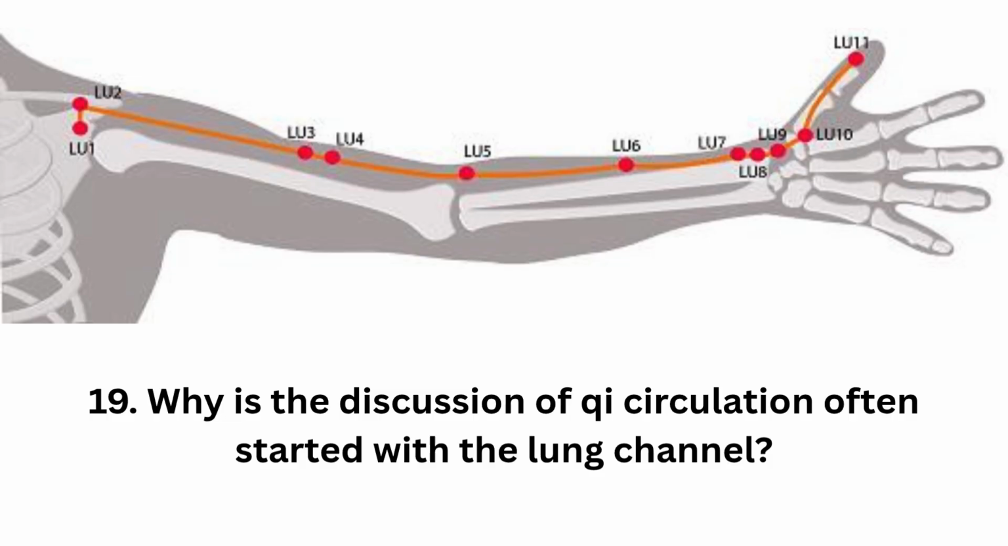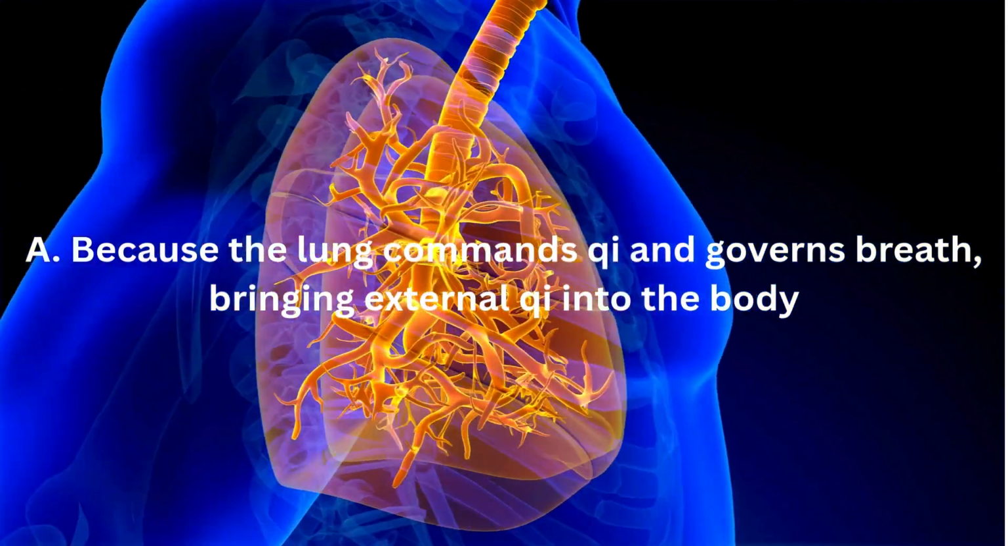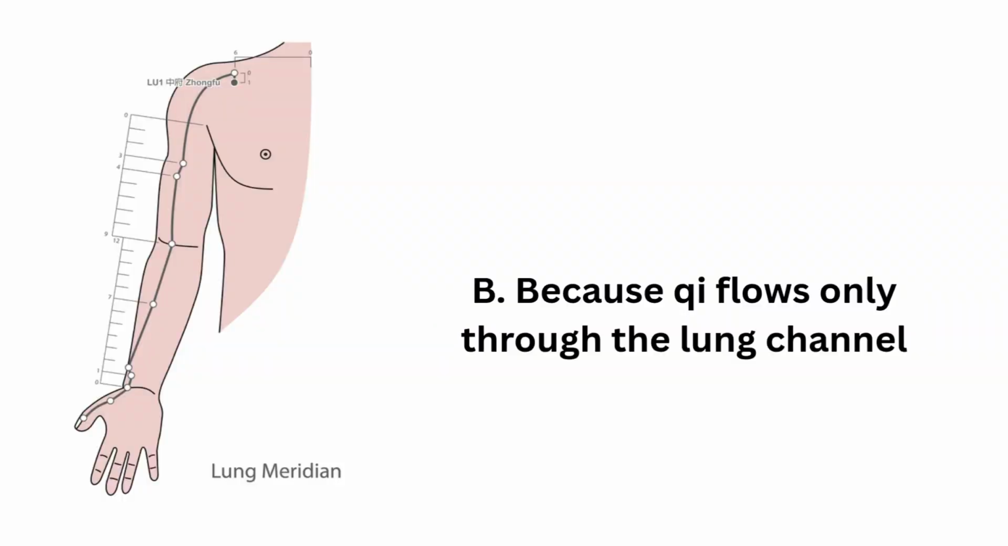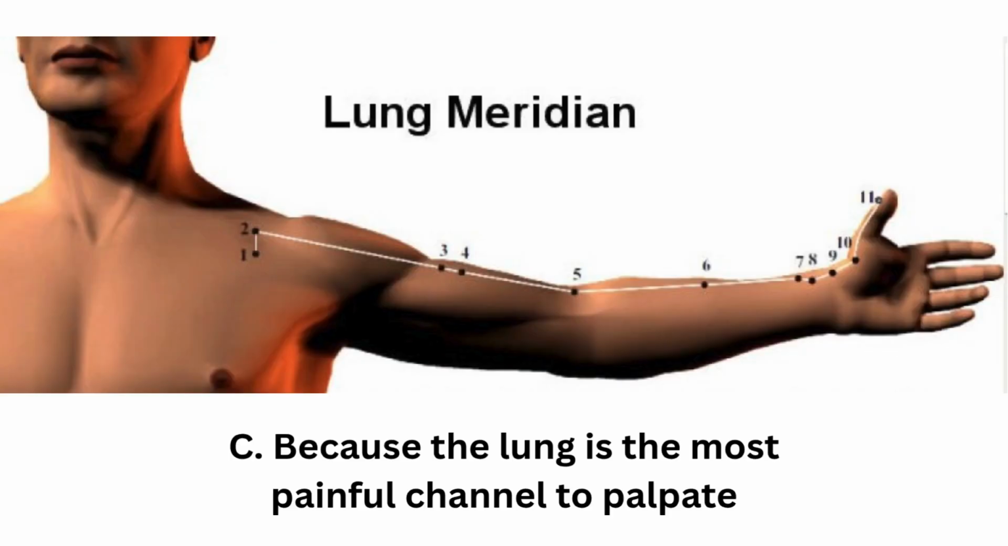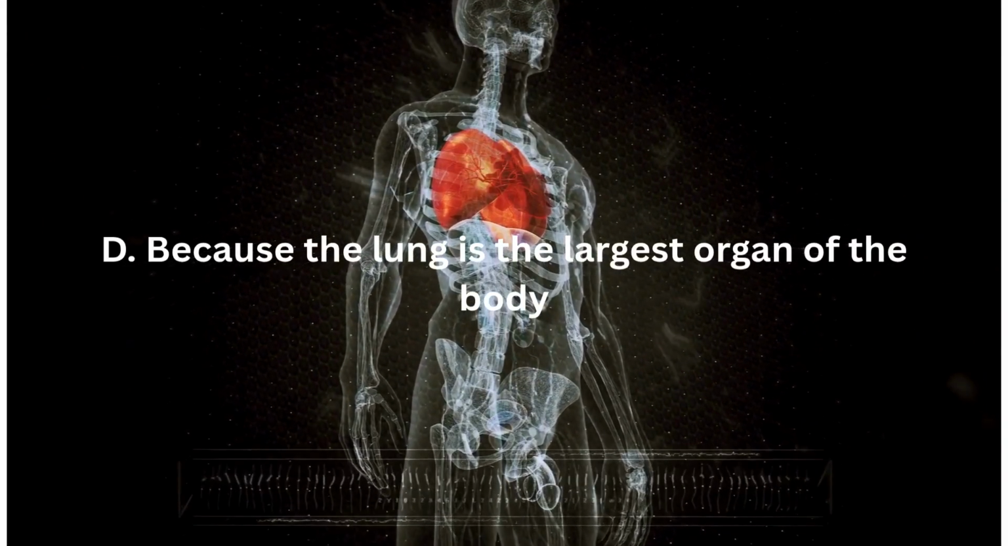Question 19. Why is the discussion of qi circulation often started with the lung channel? A. Because the lung commands qi and governs breath, bringing external qi into the body. B. Because qi flows only through the lung channel. C. Because the lung is the most painful channel to palpate. D. Because the lung is the largest organ of the body.